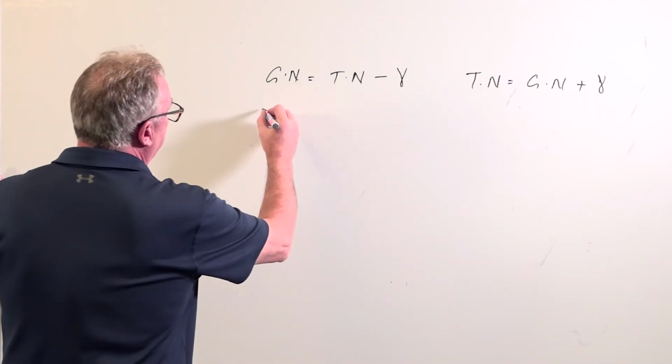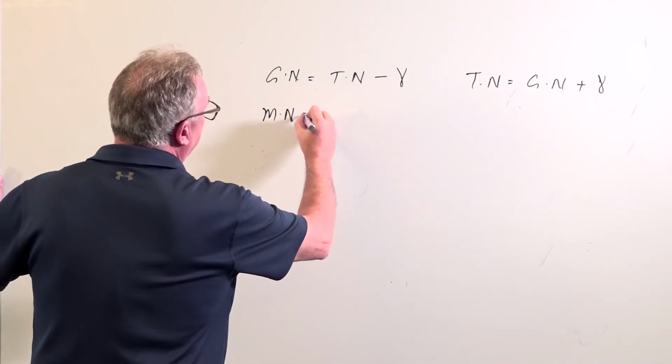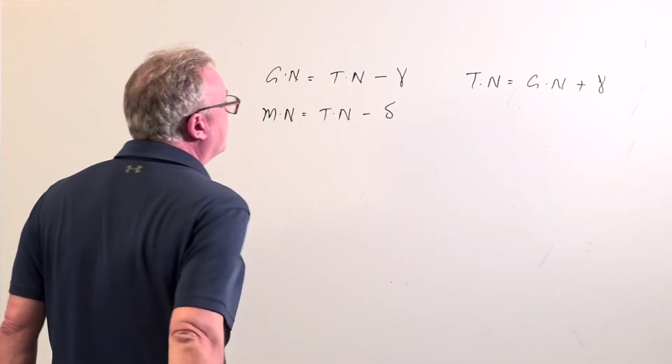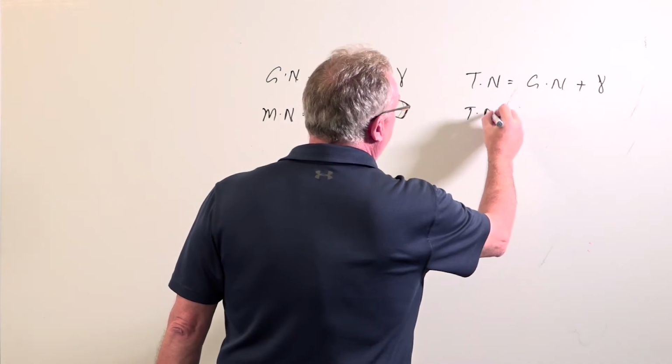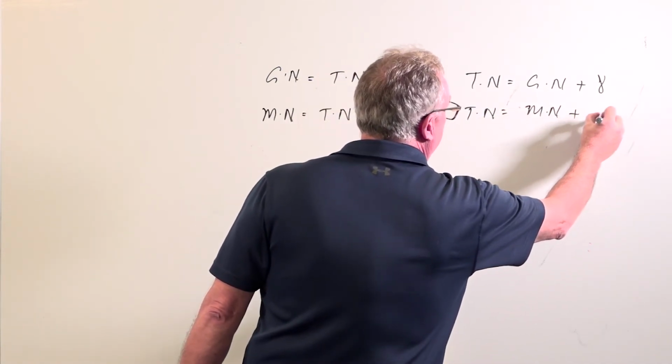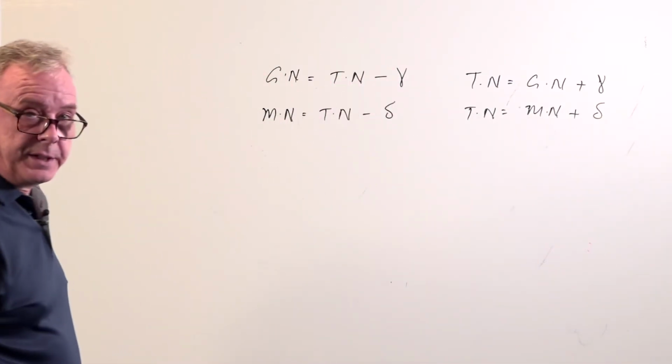Secondly, I can write down that magnetic north is going to equal true north minus magnetic declination, and thus true north will equal magnetic north plus magnetic declination.